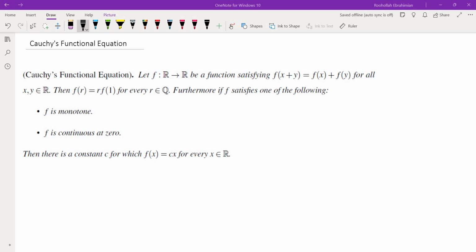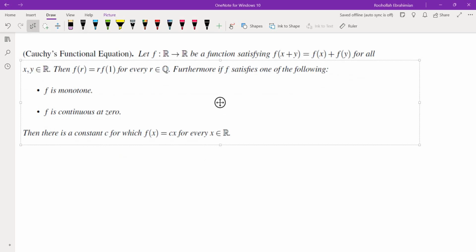If you don't know what a continuous function is, don't worry about that. You can follow everything except for the last step about continuity of f at 0. So let's just start with the idea of the solution to this problem.